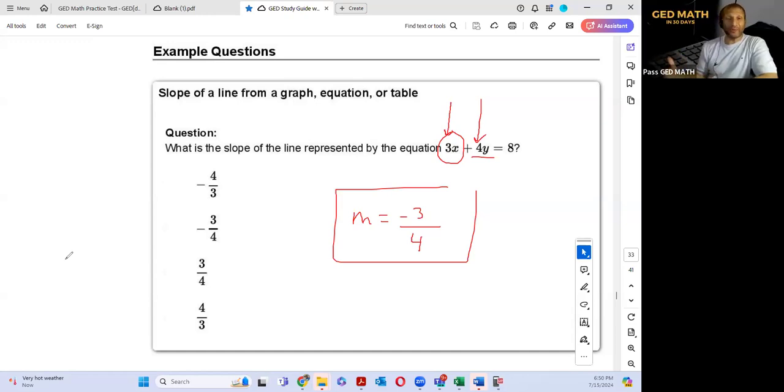Math is about patterns. So the more you practice on my site, the more you'll see patterns, the more you'll see terminology. You'll know what type of problem it is right when you see it.